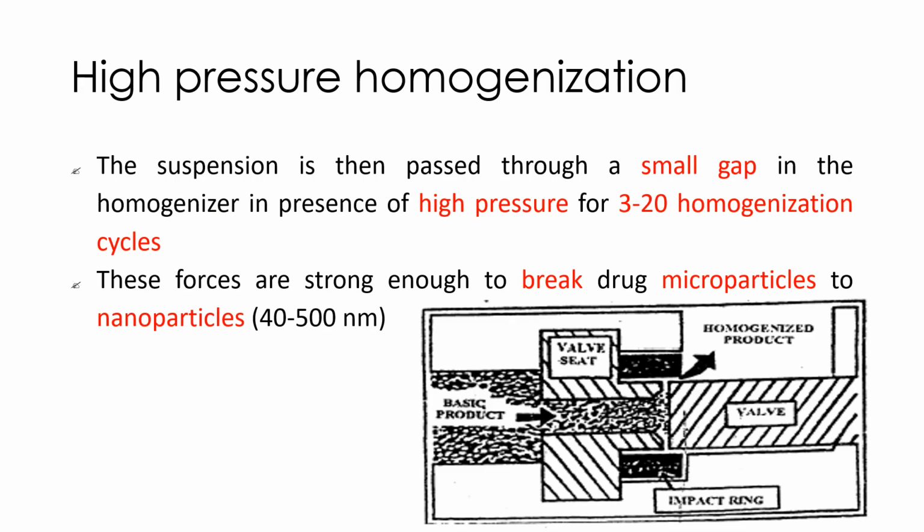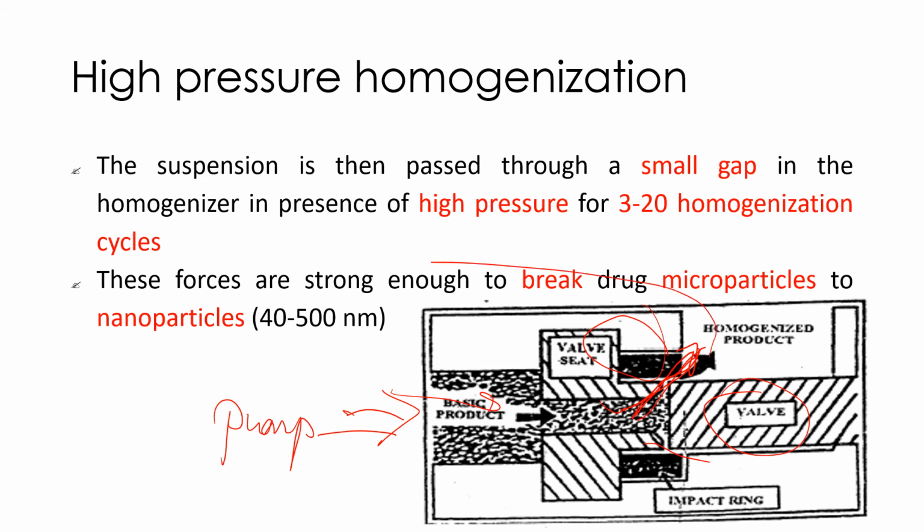If you remember also the high pressure homogenizer, here there is a pump that pushes your suspension at very high speed to pass through very small space. The idea is simple, the suspension is passing in very small space between this valve and this cold valve seat and impact ring. So passing through this very small space will reduce the size.